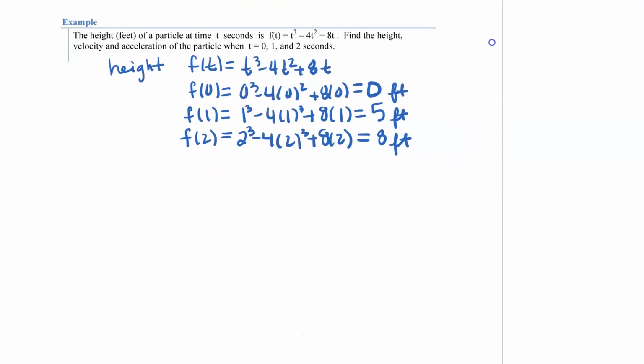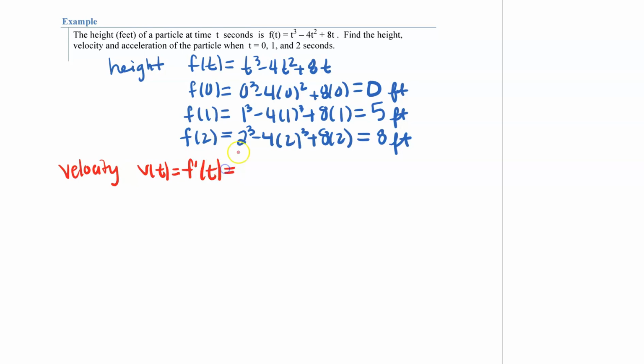But if I take it further, I'm going to switch colors here. Let's now look at velocity. Velocity is the derivative of that. So my velocity function is going to be my derivative of my height function. So I'm going to take the derivative of this one here. So it would be 3t squared minus 8t plus 8. And then you rinse and repeat and plug in your information there.